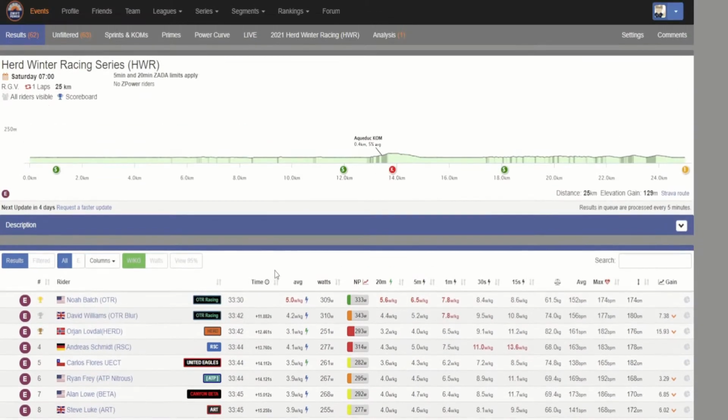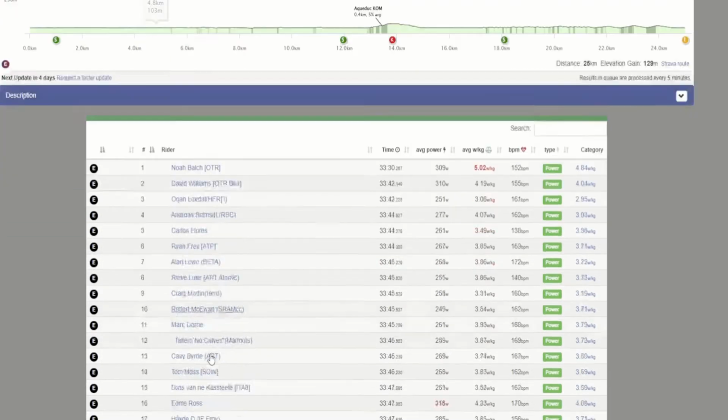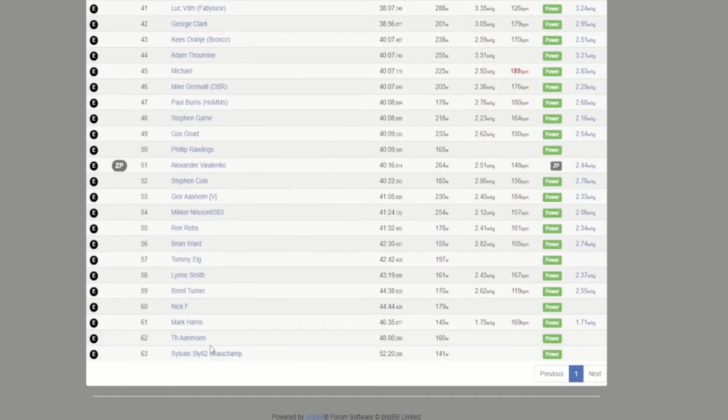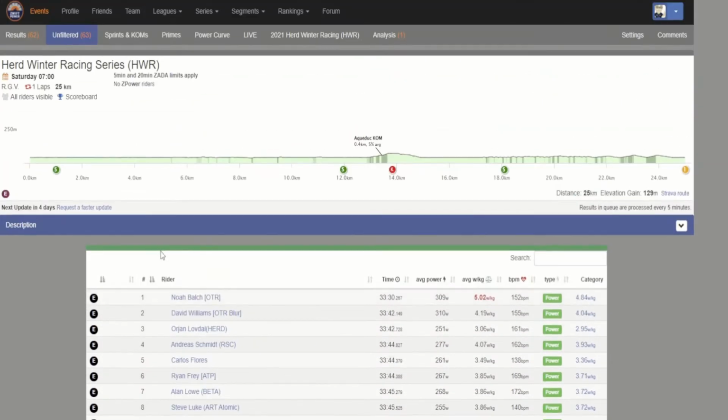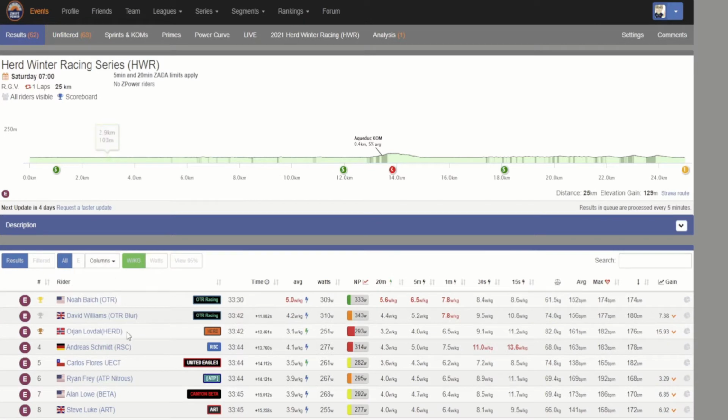Now there's a couple other little things you can see in here. So we can see unfiltered. So these are the results. Unfiltered will show you all the results with anyone that was filtered out. There was only one rider filtered out in this race, and he was on ZPower power estimation. Most races exclude those from results.